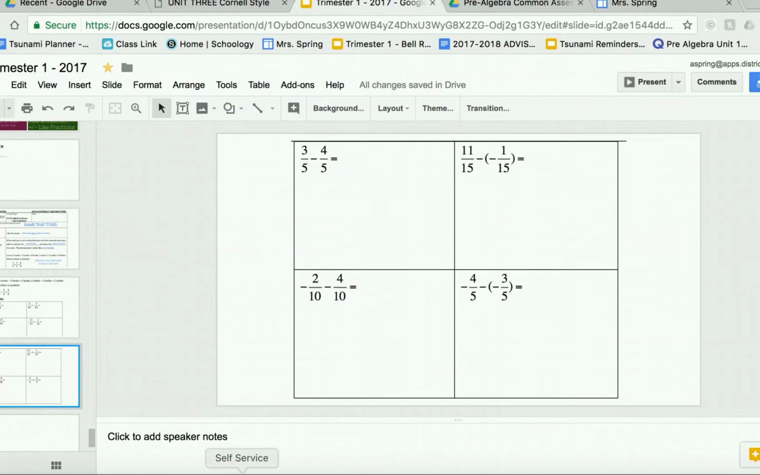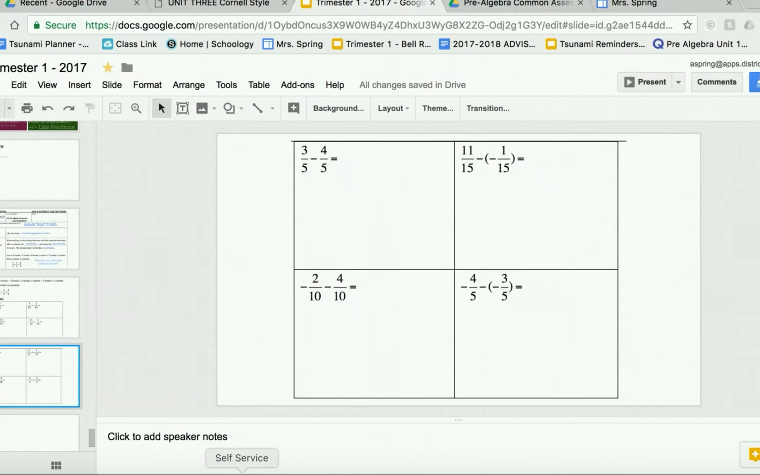Next problem, 11/15 plus, because we changed that to add the opposite, 1/15 is equal to 12/15. However, 12/15 can be reduced. Divide the top and the bottom by 3, and the final solution is positive 4/5. Next question, same signs, we add and keep. Negative 6/10 can be reduced to negative 3/5.